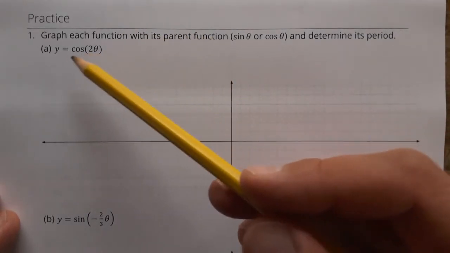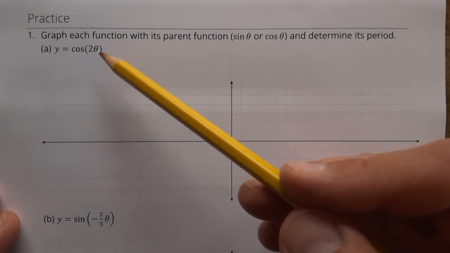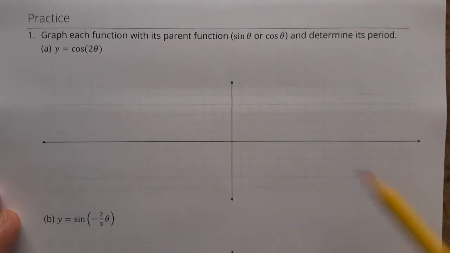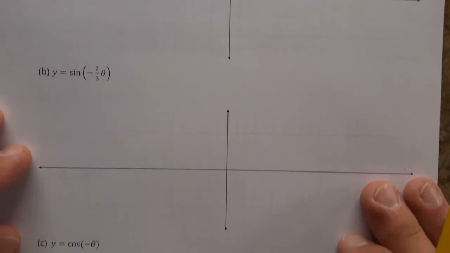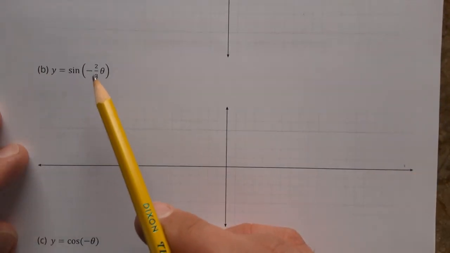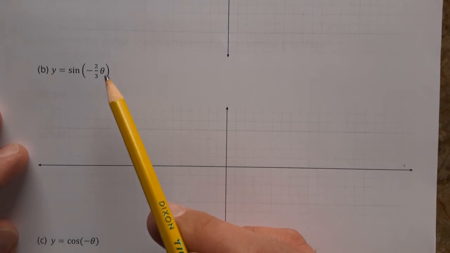So I have some practice questions for you to try. So the first one is to graph cosine of 2 theta along with cosine theta on this axis here. I'm going to go down to the second one though, sine of negative 2/3 theta.